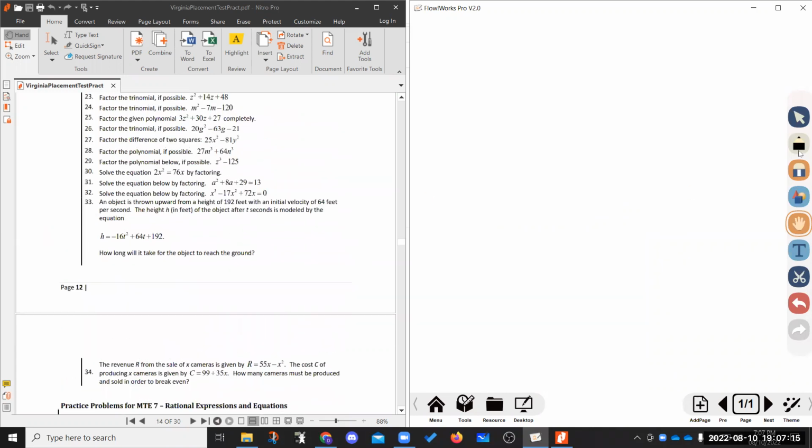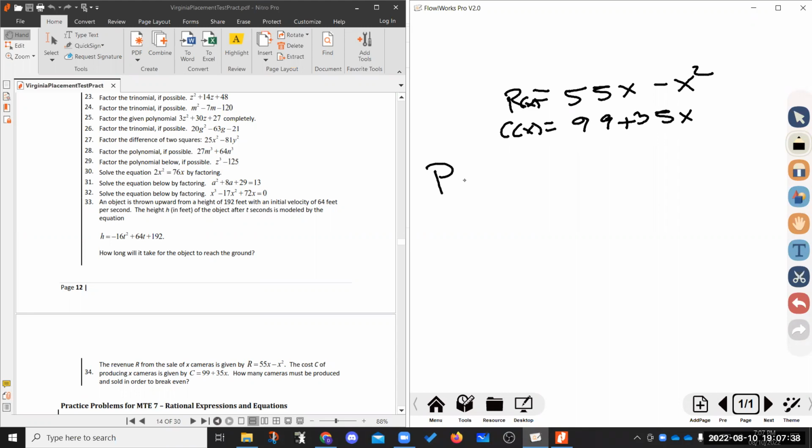Last problem, number 34, asks us: the revenue from the sales of a camera is given by R equals 55x minus x squared, and the cost of producing x units is given by 99 plus 35x. You need to know that capital P profit is equal to revenue minus cost.